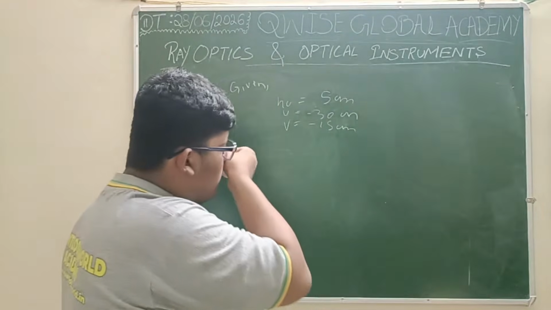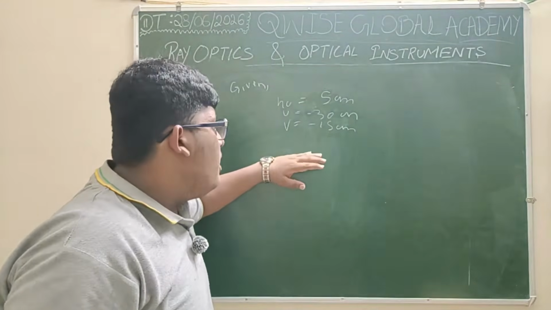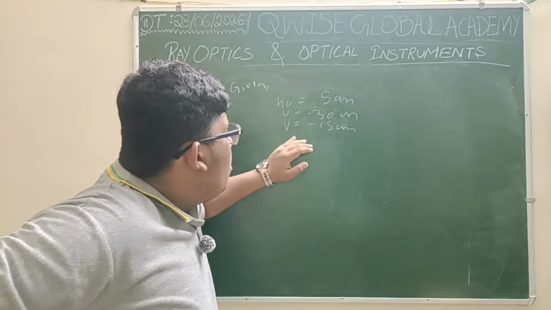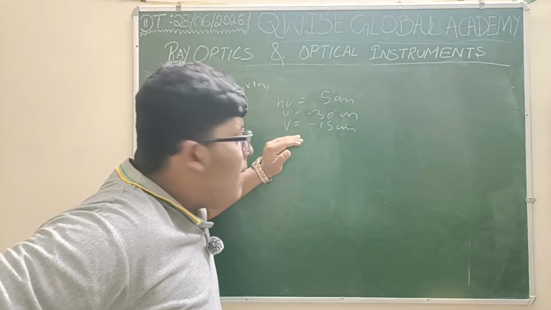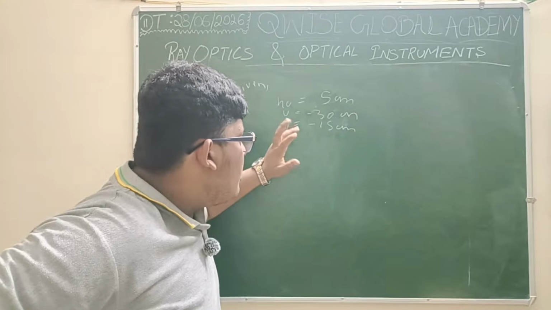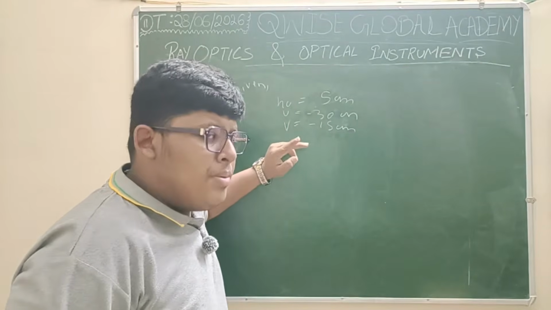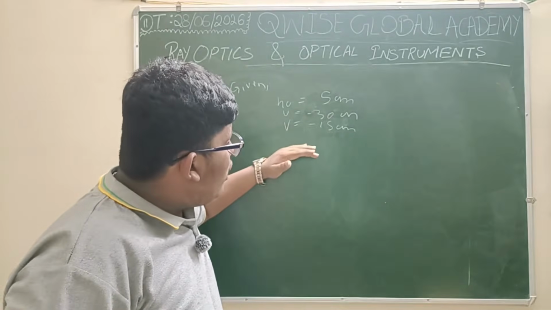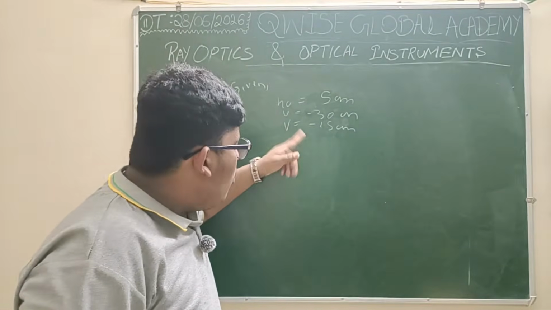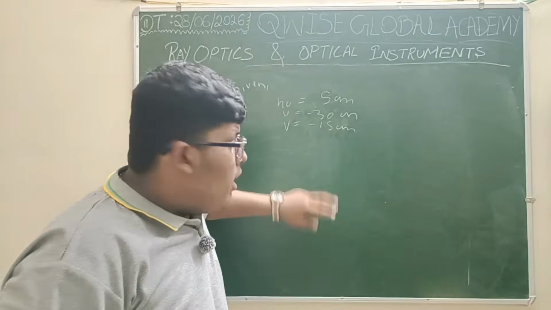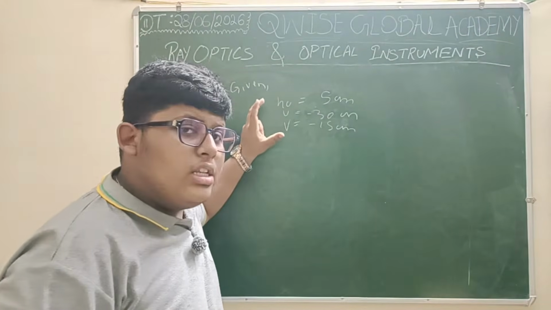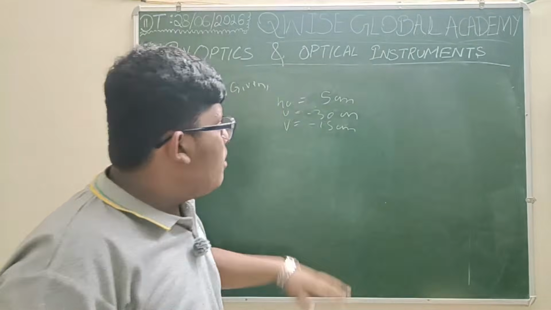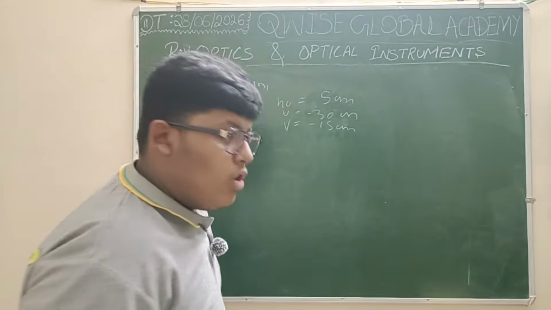So first we'll put the mirror formula and find focal length. Then using the magnification formula, as for magnification there are two formulas. First is minus v by u and another one is hi by ho. So here we can conclude that minus v by u equal to hi by ho, and what we have to find in this question is hi. So we can find hi through the magnification formula.